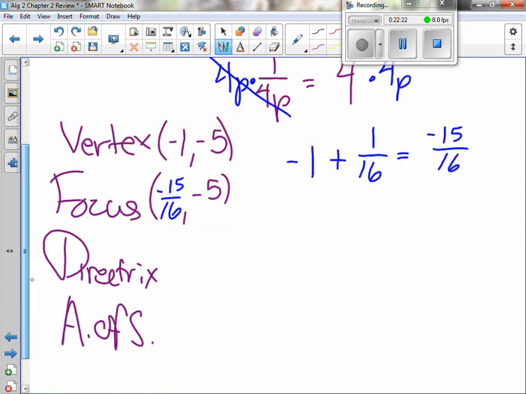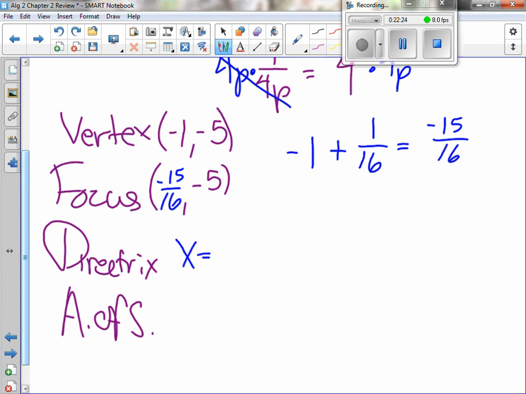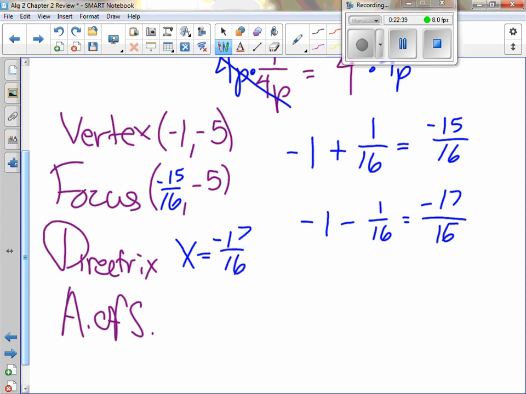for the focus. Now the directrix would be x is equal to, and this time we have h minus p. And if we do this in a calculator, we should get -17 over 16. And the last one is y is equal to k for the axis of symmetry. So mainly what we did for all of these here was we went in and filled in for the values of h and k and p, once we found the value of p, and simplified it down.